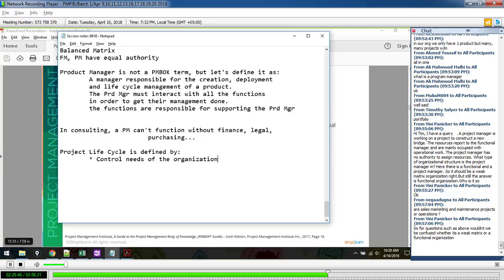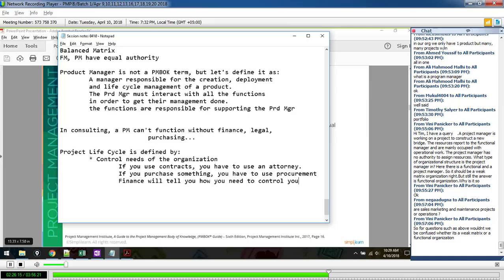What does control needs of the organization mean? If you use contracts, you have to use an attorney, right? If you purchase something, you have to use procurement. Finance will tell you how you need to control your budget, right? All of those we call control needs. You have to follow this.